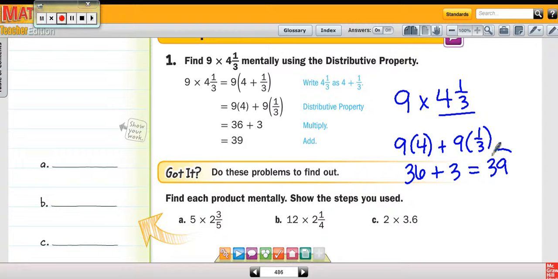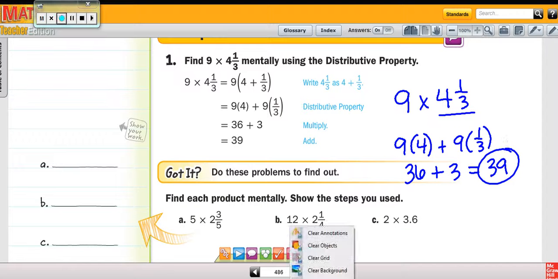So mentally, I could solve that. Now, I know I wrote it down here, but that's really just the thinking that I'm doing in my head. Okay, if I'm thinking about this, I'm going, okay, 9 times 4 gives me 36. 1/3 of 9 is 3. 36 plus 3 gives me 39. So this is just going to be a helpful mental math strategy.